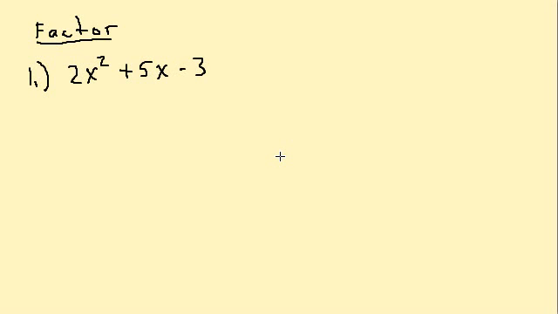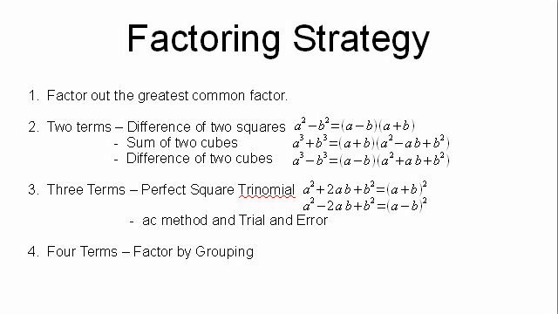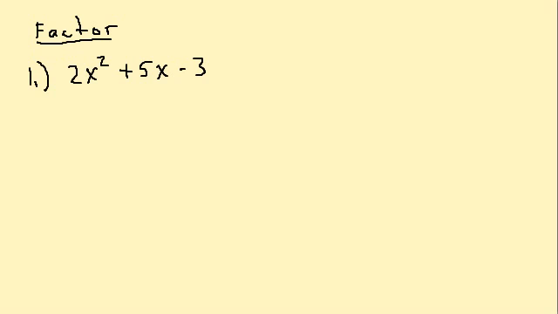Alright, welcome to the 7th video on factoring. This time we're going to factor a trinomial, and it's not going to be a perfect square trinomial. We're going to use the trial and error method. The previous video I did, we used the AC method. So let's look at an example.